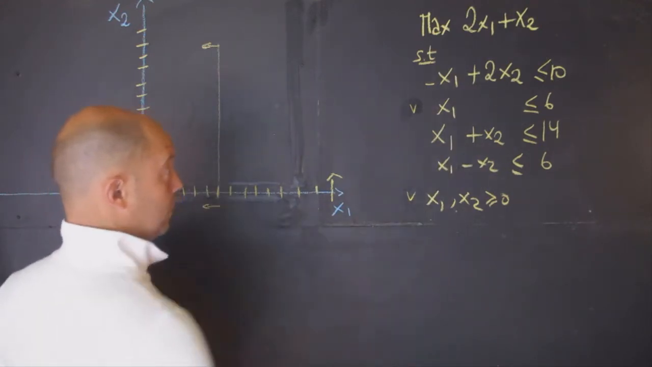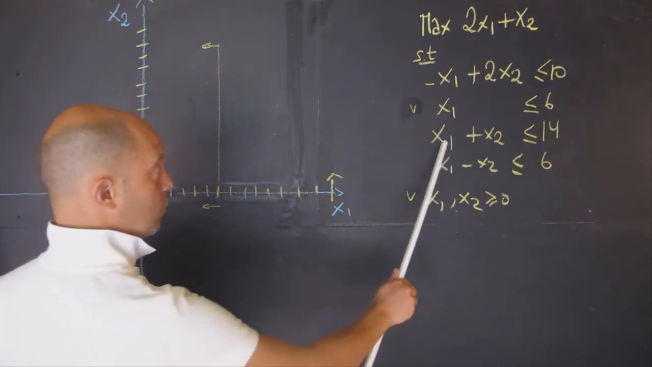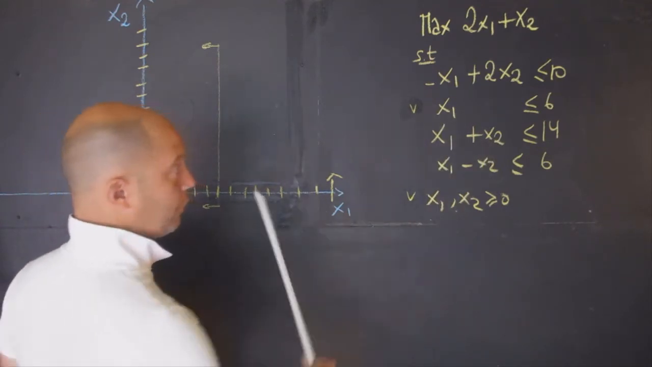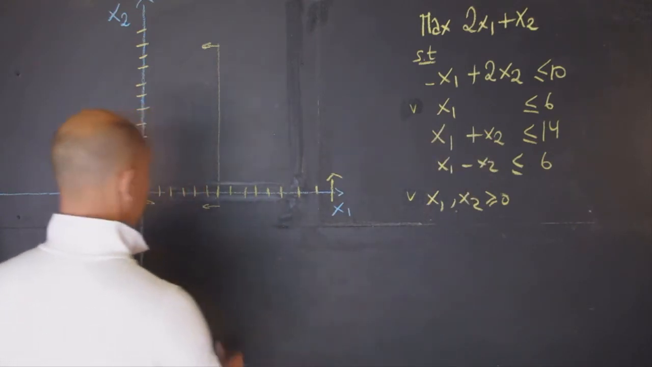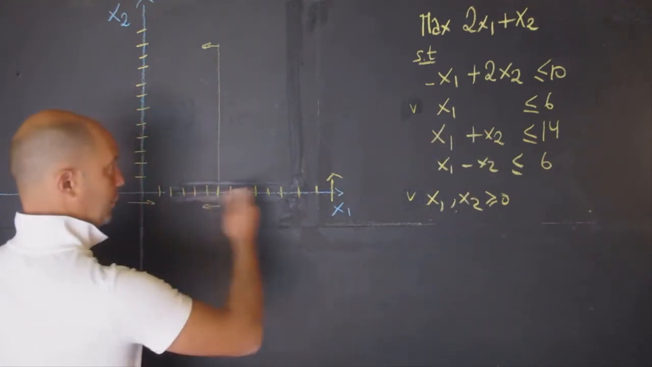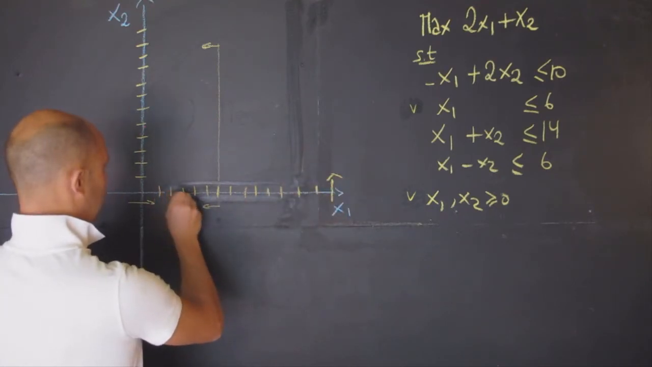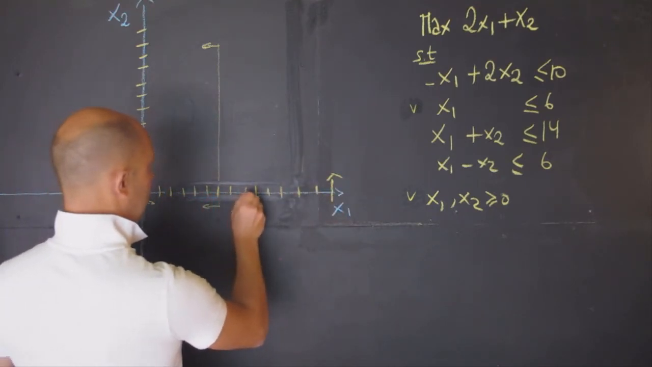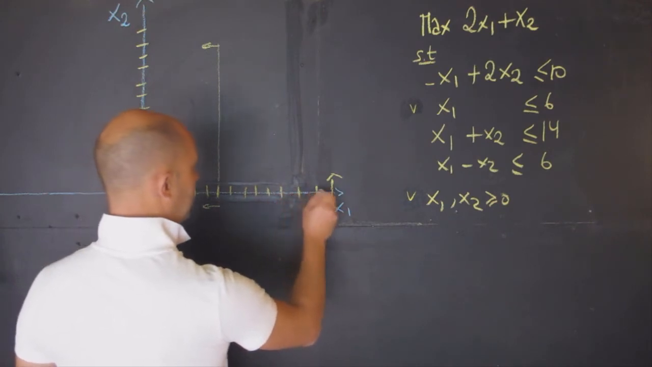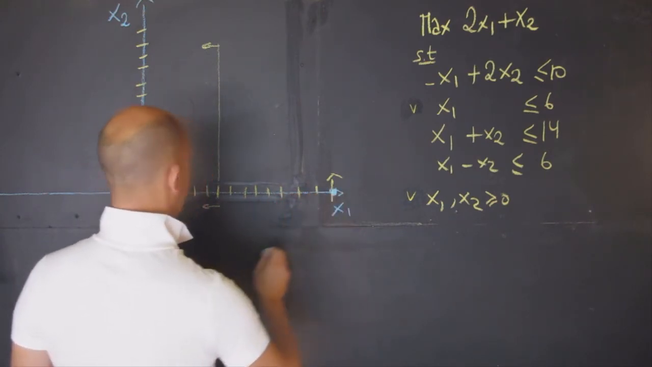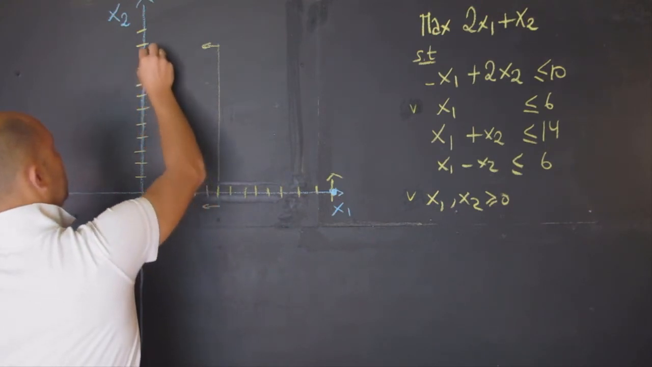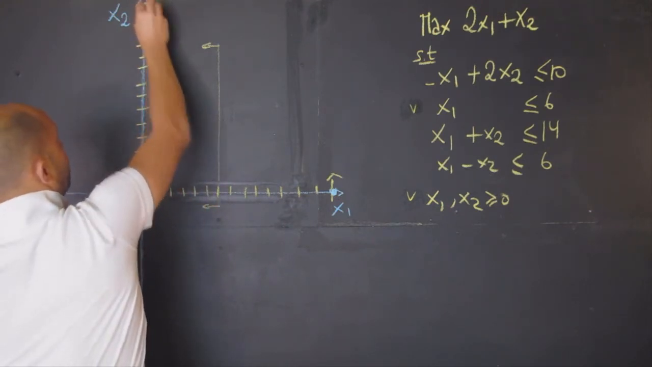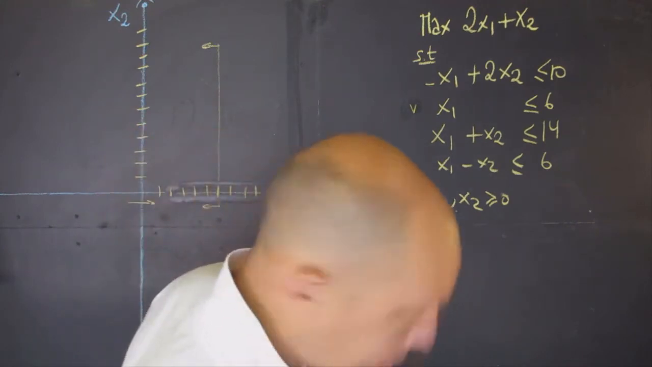Then we have this constraint that we want to map: x1 plus x2 is less or equal than 14. If x1 is equal to 0, then x2 must be equal to 14. If x2 is equal to 0, then x1 must be equal to 14. So we need to count 14: 1, 2, 3, 4, 5, 6, 7, 8, 9, 10, 11, 12, 13, 14. That would be around here. And the other one, 14 again, around here. Like I said, it is not perfect, but good enough.